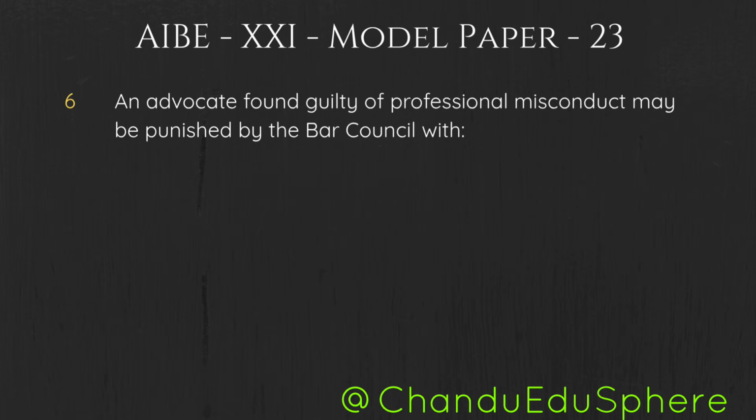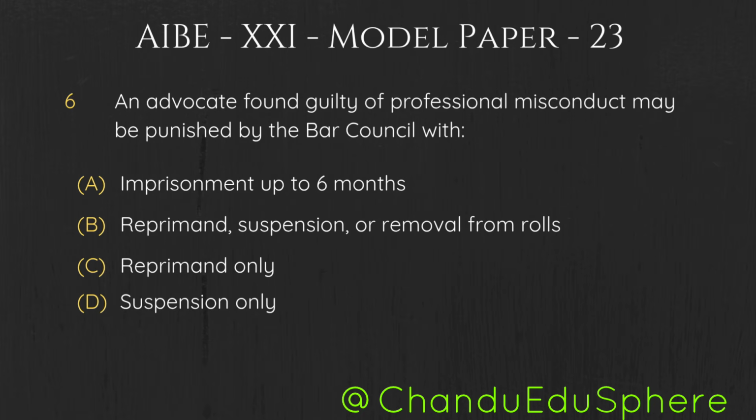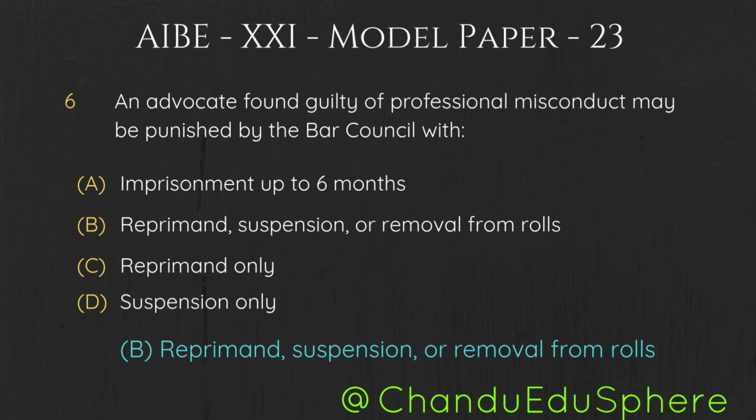An advocate found guilty of professional misconduct may be punished by the Bar Council with reprimand, suspension, or removal from the rolls. Section 35(3) of the Advocates Act 1961 empowers the disciplinary committee of the Bar Council, after a finding of professional misconduct, to dismiss the complaint, reprimand the advocate, suspend him from practice, or remove his name from the state rolls.